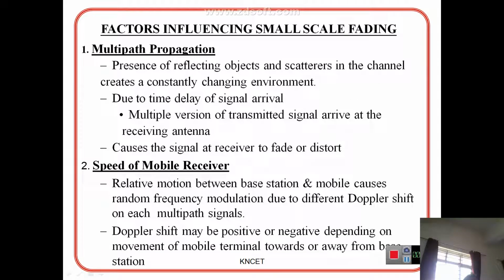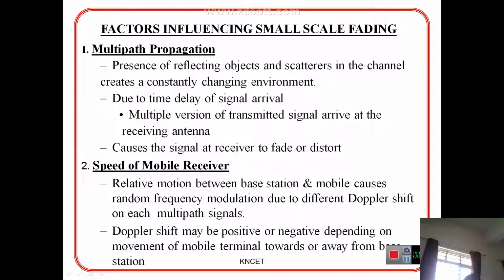The second point is the factors influencing small scale fading. One is multipath propagation and another is the speed of the mobile receiver. First, multipath propagation. What is multipath propagation? The presence of reflecting objects and scatterers in the channel creates a constantly changing environment. What does that mean? Due to the time delay of signal arrival, multipath versions of the transmitted signal arrive at the receiving antenna.